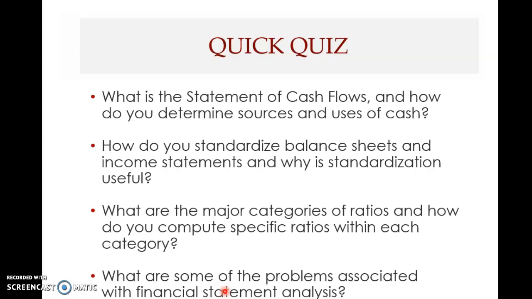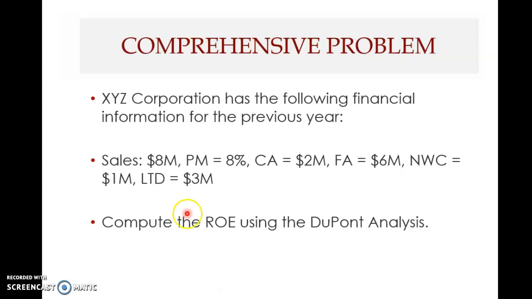So with that we finish this chapter and we go to this comprehensive problem. There is this company XYZ Corporation. The information is given here: sales, profit margin, PM stands for profit margin, CA is current assets, FA stands for fixed assets, NWC is net working capital, and LTD is long-term debt. Now you need to compute ROE using the DuPont analysis. So how do you compute ROE? ROE is return on equity. But the question gives you this hint: you use the DuPont analysis.